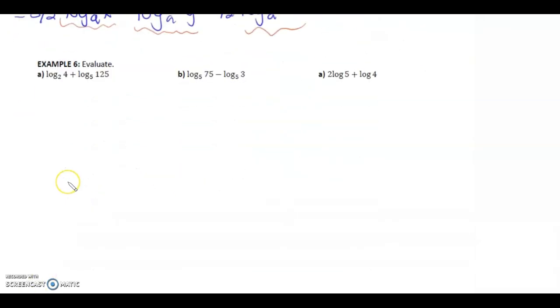Okay, example 6, evaluate. We have log base 2 of 4 plus log base 5 of 125. It's at this point where we want to apply any of the log laws that we know now. So I'm going to write log base 2 of 2 squared plus log base 5 of 5 squared. Log base 2 of 2 cancels out, we're left with 2. Log base 5 of 5 cancels out, we're left with 2, and 2 plus 2 is 4.